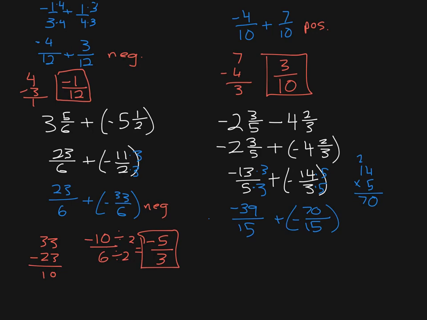Now, these two numbers actually have the same sign. They're both negative. I'm adding them together. I know my answer is going to be negative. And since they have the same sign, I'm going to do 39 plus 70, because we're just combining these two negative numbers. That's 9. That's 10. So our answer is negative 109 over 15. And that cannot be simplified. That's our final answer.